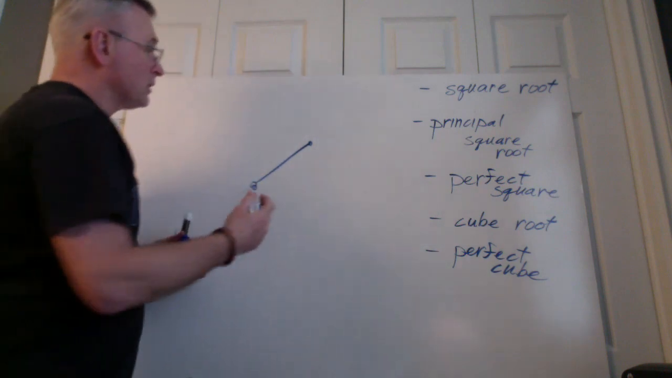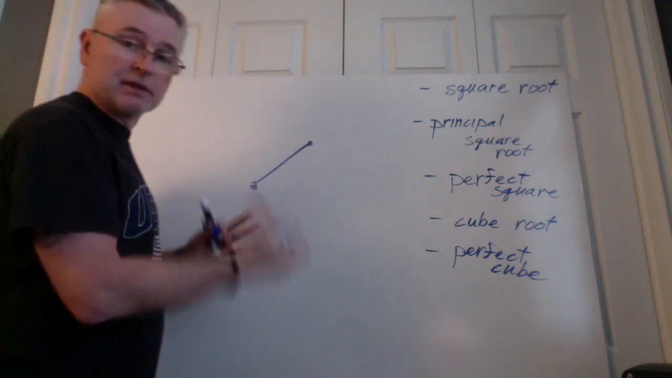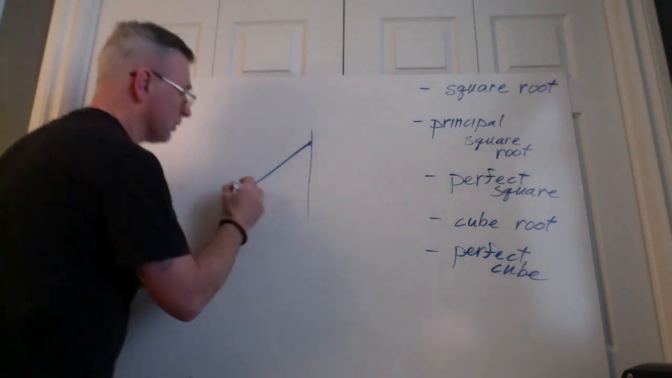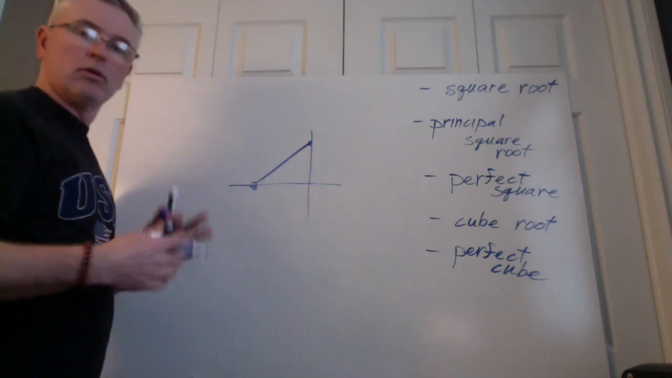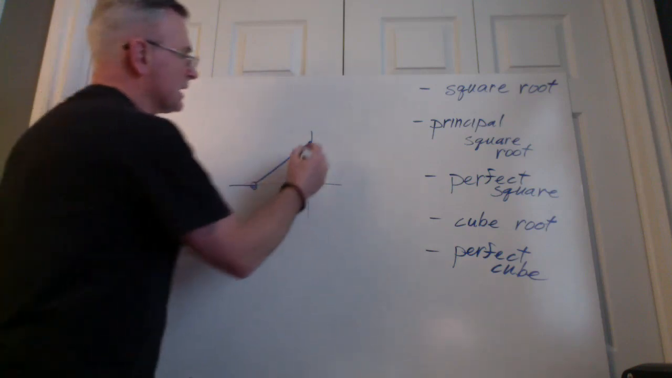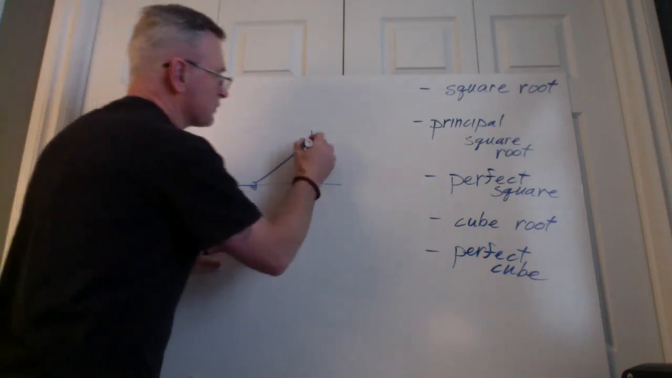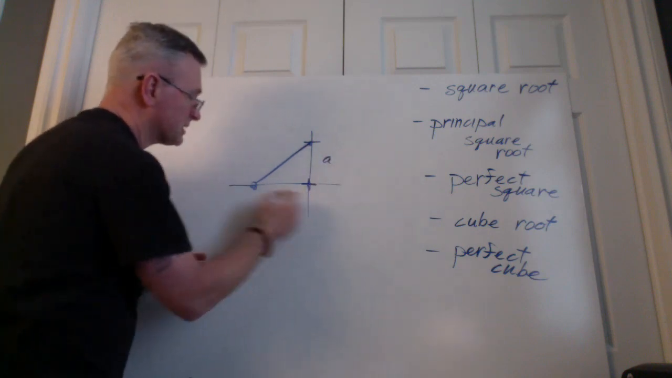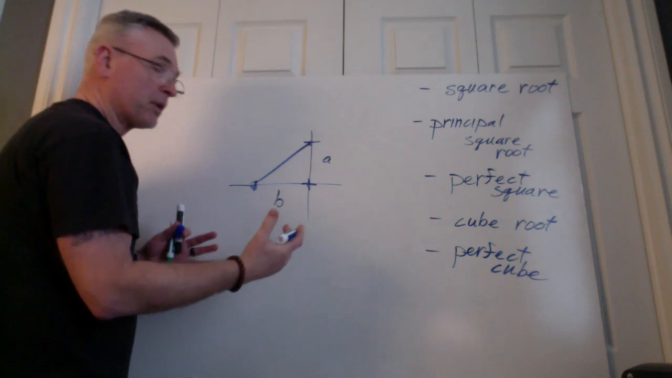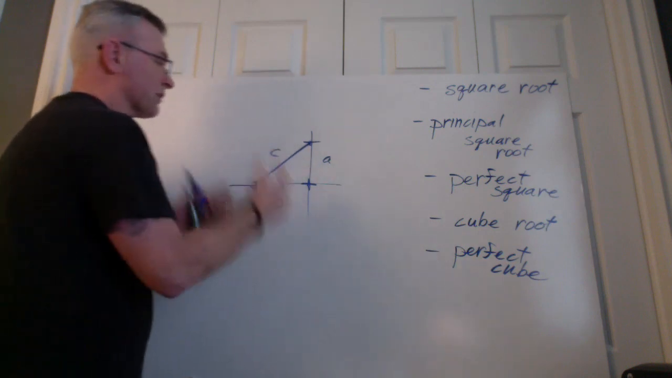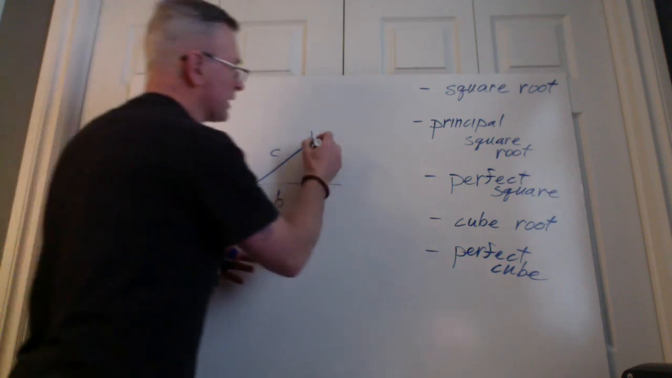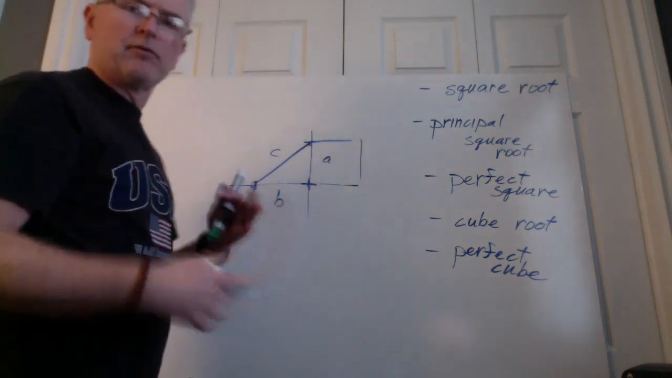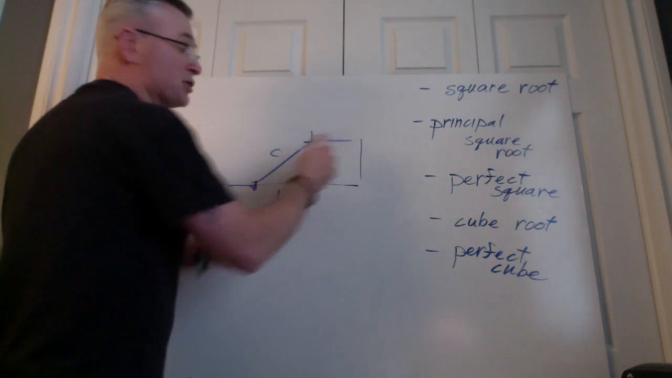Well, we don't really have a diagonal measuring system, but we do have a measuring system that is vertical and horizontal. So the way that we get around this is we look at this distance, and we're going to call that A, and we're going to call this distance B, and then we're going to call this distance over here C.